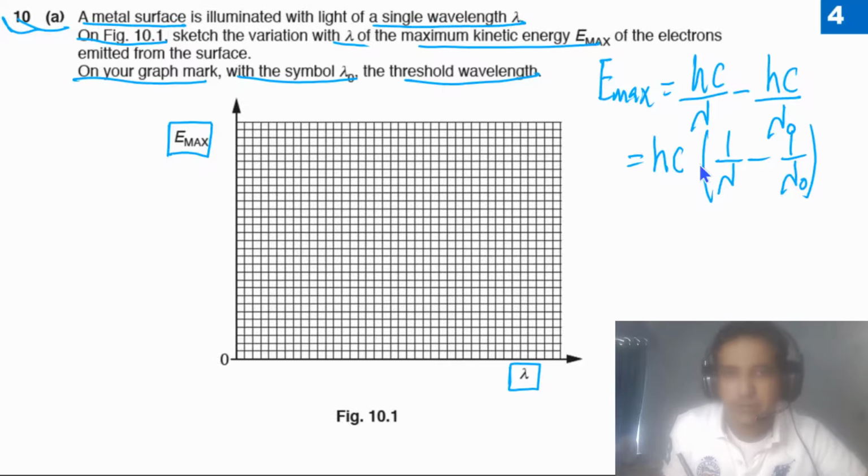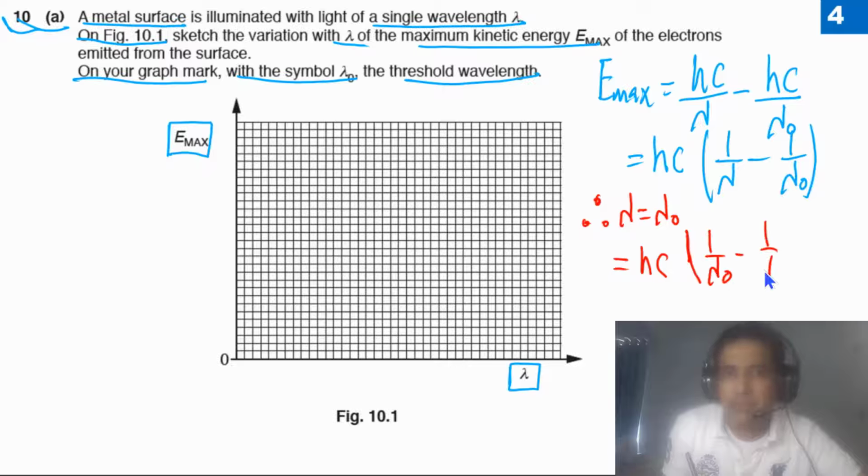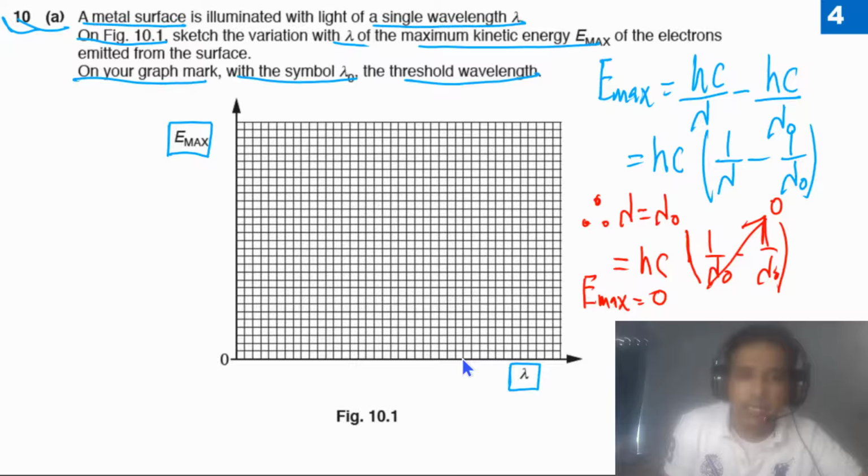So first of all, we can look at the first case, when lambda is equal to lambda naught. In this case we will have hc times 1 over lambda naught minus 1 over lambda naught. So this one will be equal to 0. It means Emax will be equal to 0. So we can simply mark any point somewhere here, it doesn't matter. So let's say this is the value of lambda that is equal to lambda naught. So Emax at this point has to be 0.